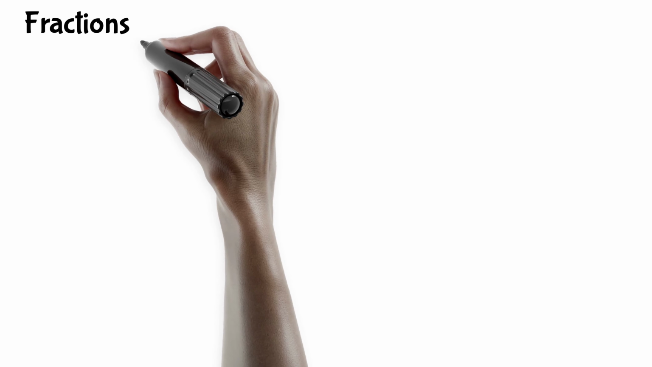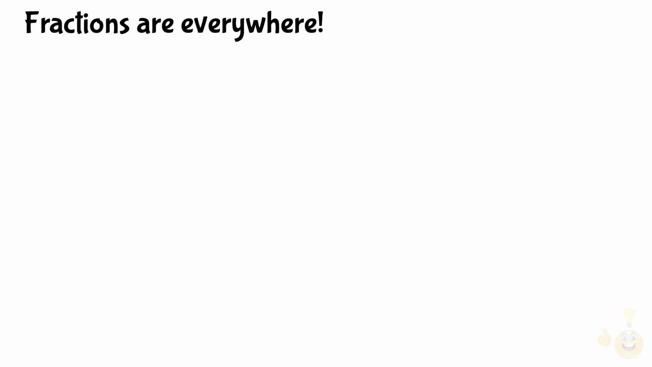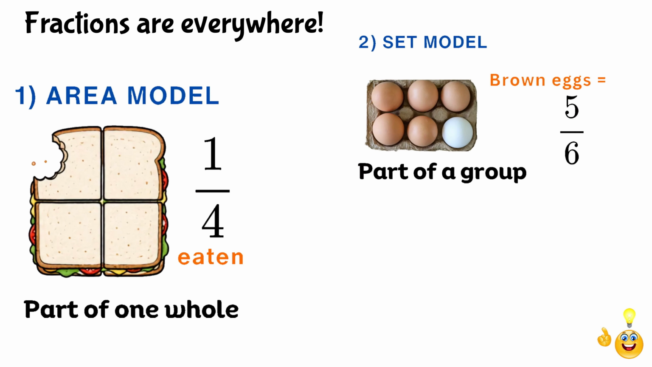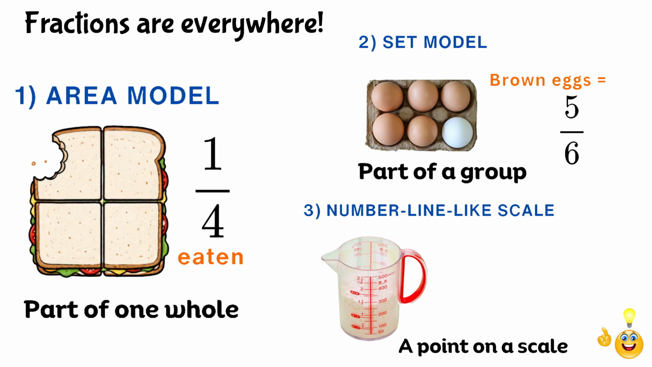We use these fraction representations in real life too. A sandwich cut into equal pieces is like an area model. 5 eggs out of a group of 6 is like a set model. The markings on a measuring cup work like a number line. Once you understand the models, you'll start noticing fractions everywhere.